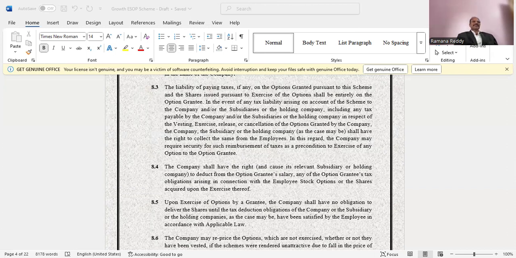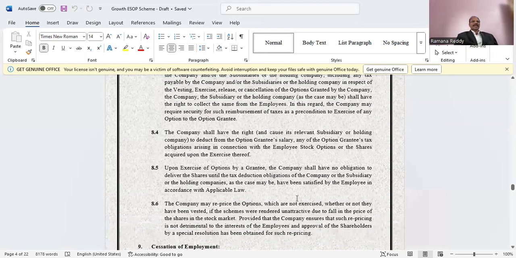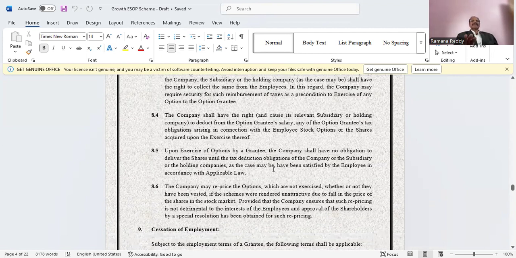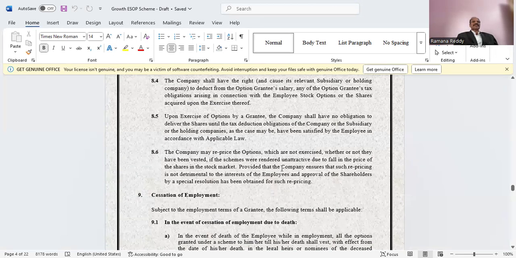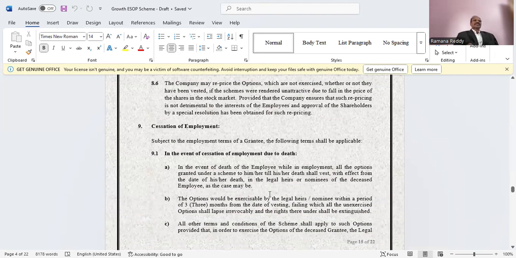Upon the exercise of the options by the grantee, the company shall have no obligation to deliver the shares until the tax deduction obligation of the company or the subsidiary or the holding company, as the case may be, has been satisfied by the employee, because this is the responsibility of the employee. Till that time, the shares will not be transferred. So the company has the right. The company may reprice the options. Suppose the price is not attractive and the market price is less than the exercise price, then the NRC will take a decision.